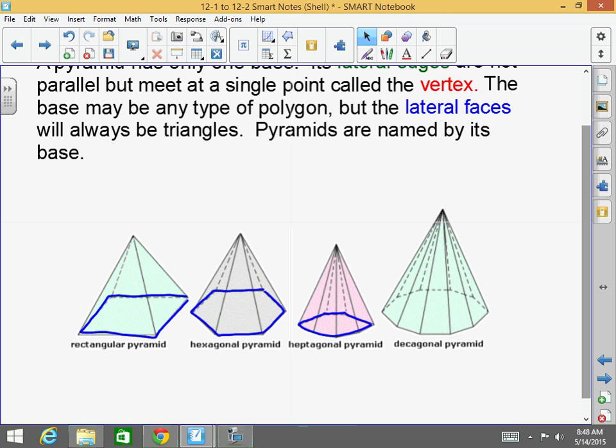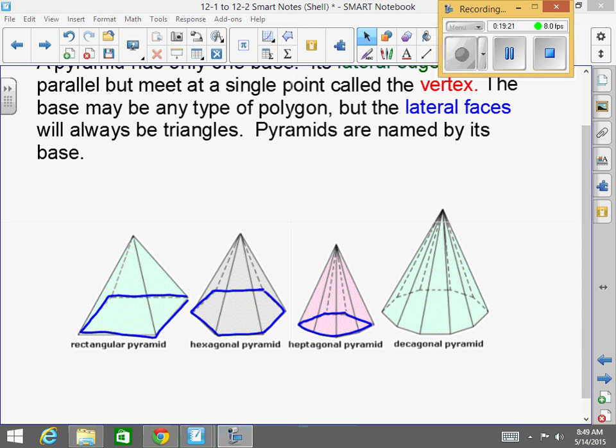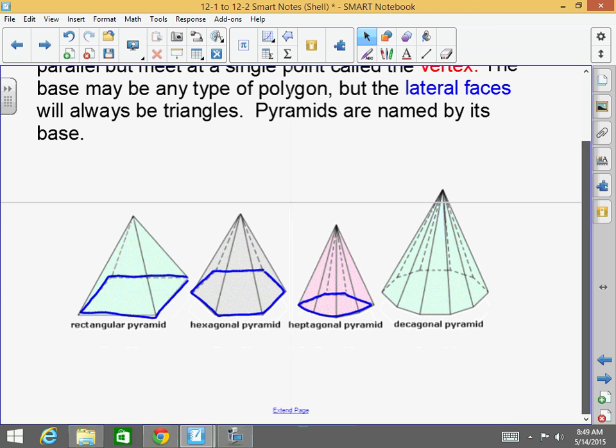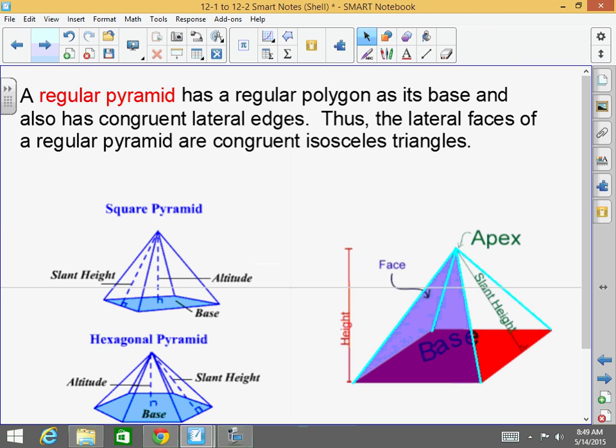Okay, let me show you this in real life as well. Hopefully you can see clearly the difference between a pyramid and a prism. Now, a regular pyramid has a regular polygon as its base and also has congruent lateral edges. Thus, the lateral faces of a regular pyramid are congruent isosceles triangles.